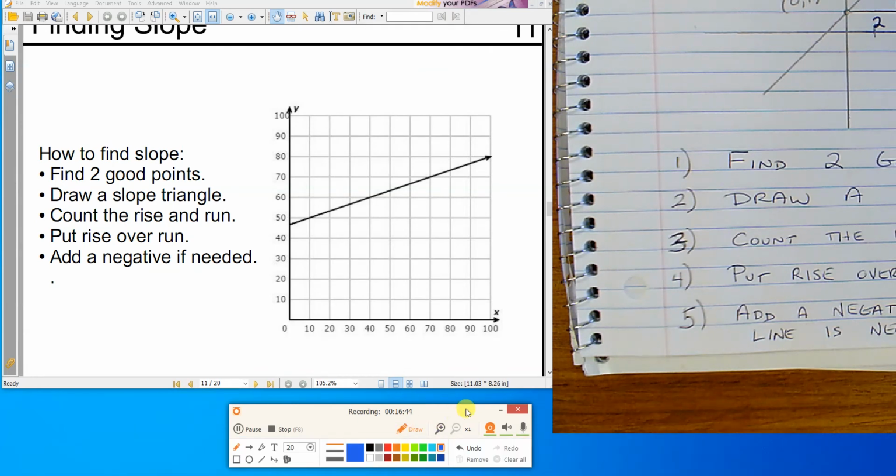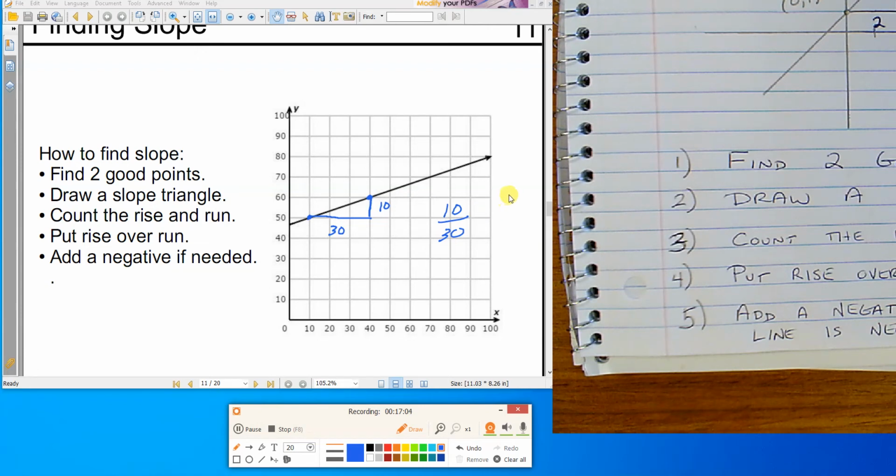I start by finding two good points. There's a good point. No, no, yes, there's a good point. I draw on a slope triangle. I count the rise, which is 10. I count the run, which is 1, 2, 30. I put the rise over the run.